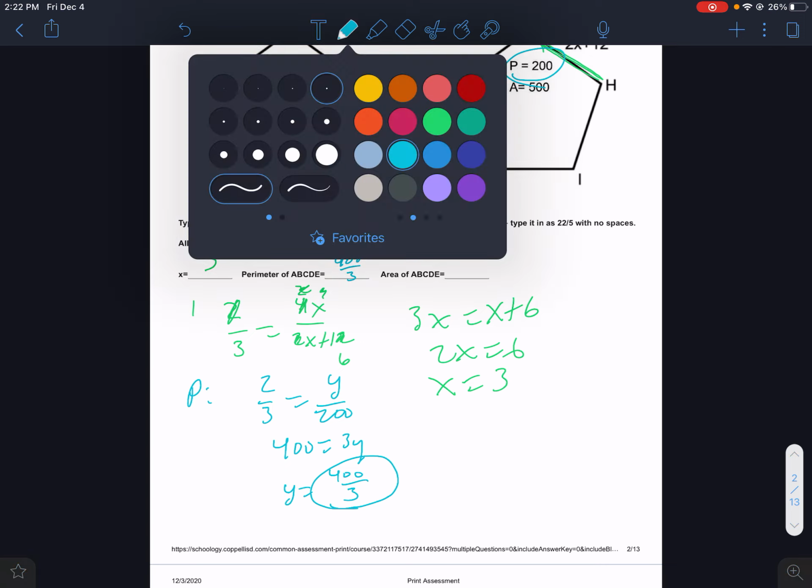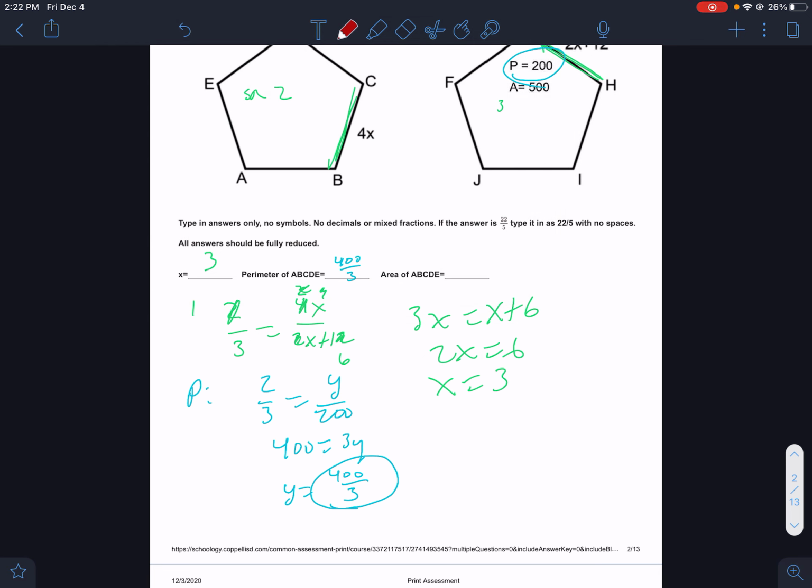The area, let's change it up again. For area, we have to use the ratio 4 over 9. And the area over here is 500. So I'm going to call that W for whatever reason. W over 500. Again, it doesn't really reduce. I don't think. No, it doesn't. So that would mean 9W equals 2,000.